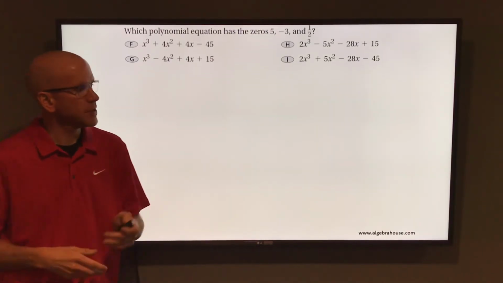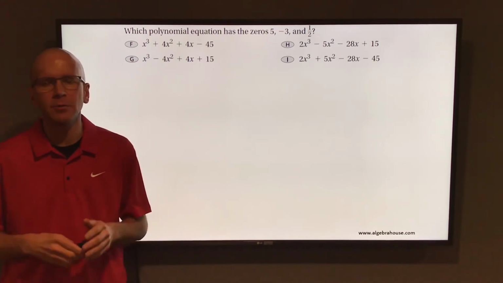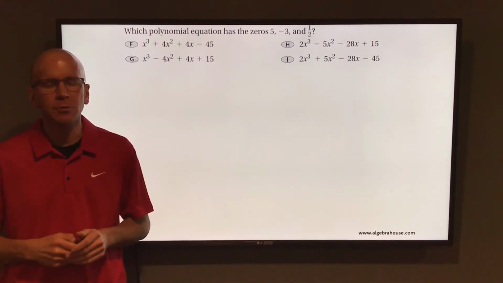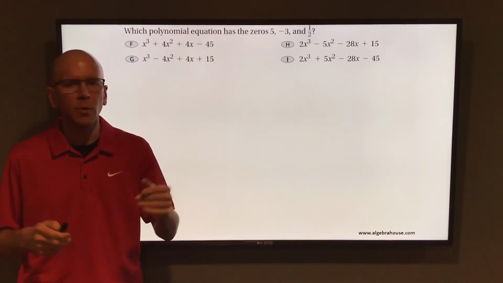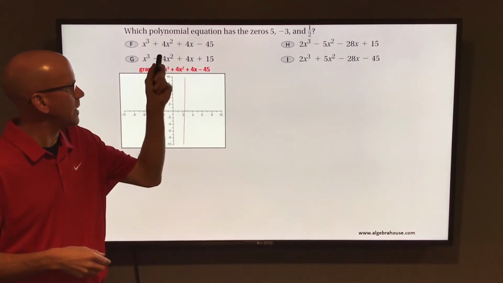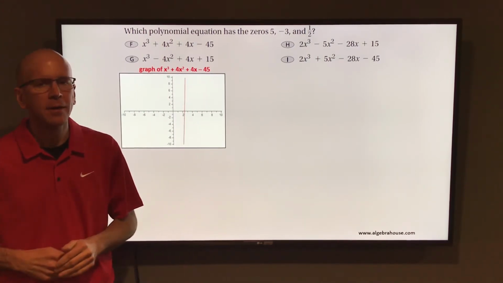Which polynomial equation has zeros of 5, negative 3, and 1/2? Well, about the easiest way to do this, and most efficient way, is to graph these with the graphing calculator. So imagine these are all equal to 0 or equal to y. You could graph each one of these. That first one, letter F, x to the third plus 4x squared plus 4x minus 45. That is the graph of that.